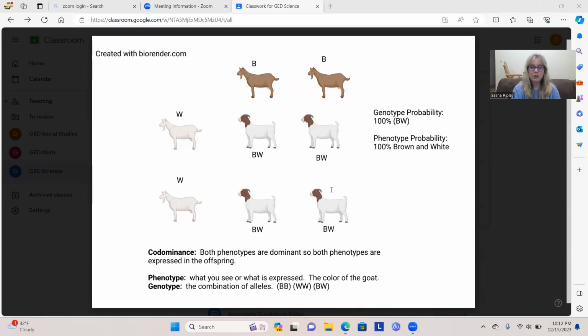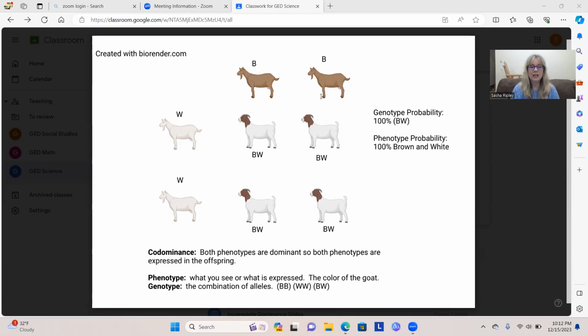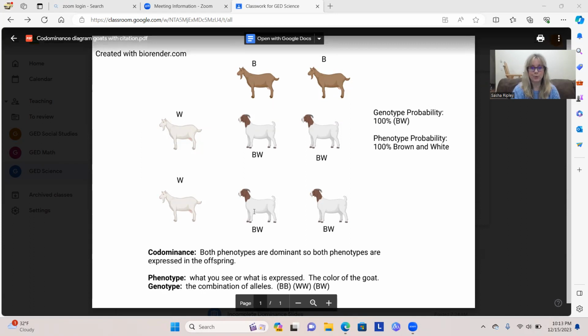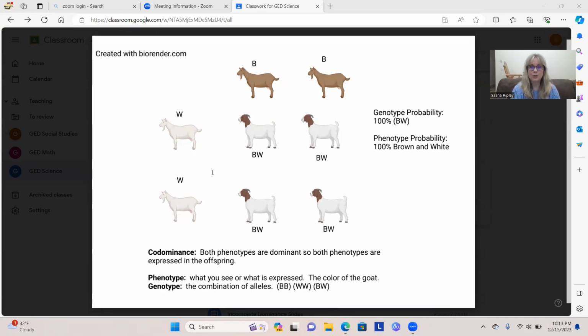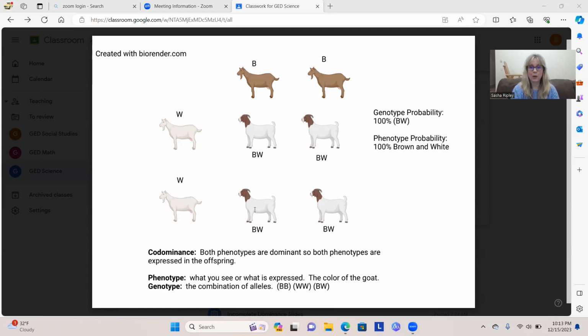So my genotype probability, and remember, genotype is the combination of alleles that are found in the offspring. So BW is a genotype, WW is a genotype, BB is a genotype. The combination of alleles found in the gene is the genotype. So my genotype probability here is 100% BW because this parent can only donate B alleles. This parent can only donate W alleles. So all four of my offspring are definitely going to be a genotype of BW, 100%.